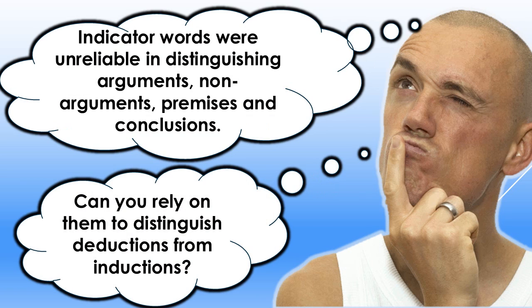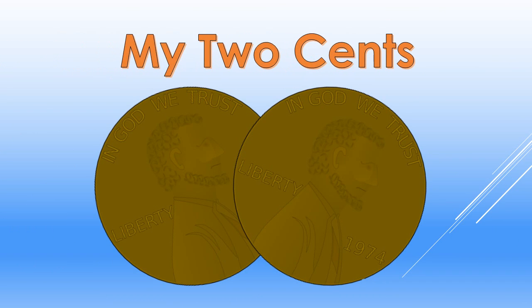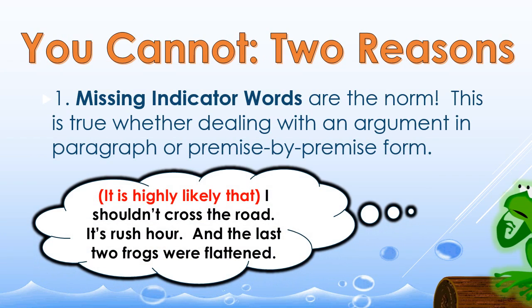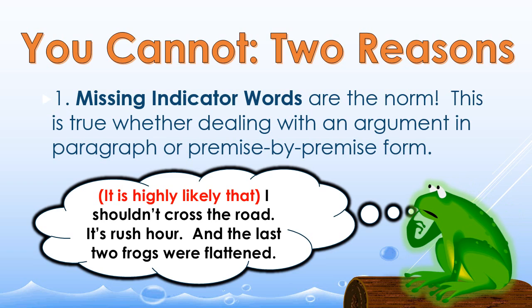But once again, we have a problem. In the last lesson, we learned that indicator words were not reliable in distinguishing arguments and non-arguments, premises versus conclusions. So can you rely on them to distinguish deductive and inductive support? And for my 2 cents, the answer is this. No way you can. For one thing, missing indicator words, as in the last lesson, are the norm. And that's true when you're dealing with an argument in a paragraph or in a premise-by-premise form.